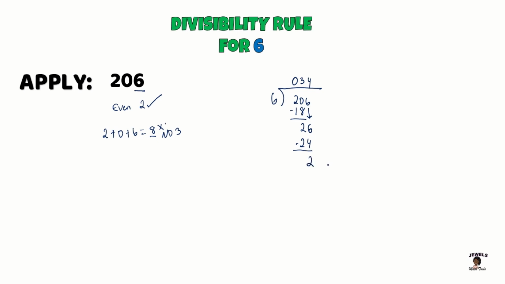So we see that for this number, we are left with a remainder, which means that this number is not divisible by 6. So remember that both rules have to apply at the same time on one number. Let's look at the next example.